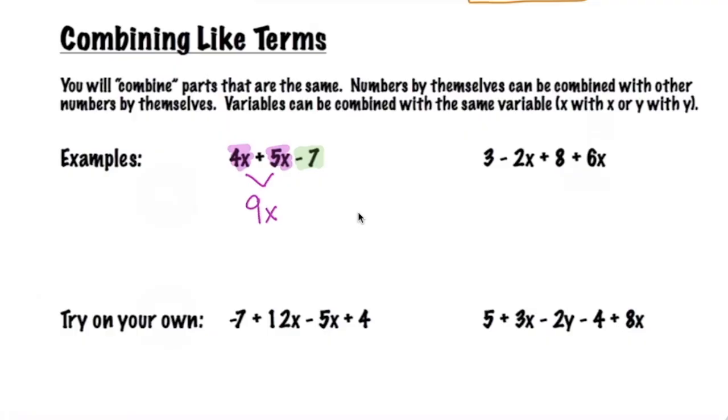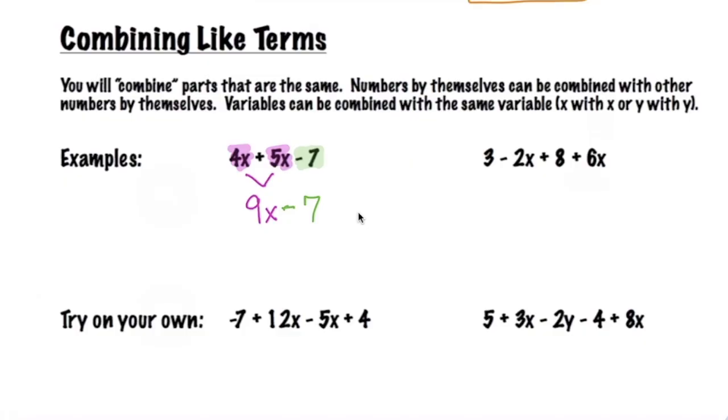I'm going to add the numbers in front of that variable together because I have a plus sign in the middle. Since I only have one part that is highlighted in green as just the number by itself, there's nothing for me to combine that to. I'm just going to bring that down as a minus 7. So once I've combined like terms, my equivalent expression is now 9x minus 7. My two parts with my x's have combined. The negative 7 comes down alone.